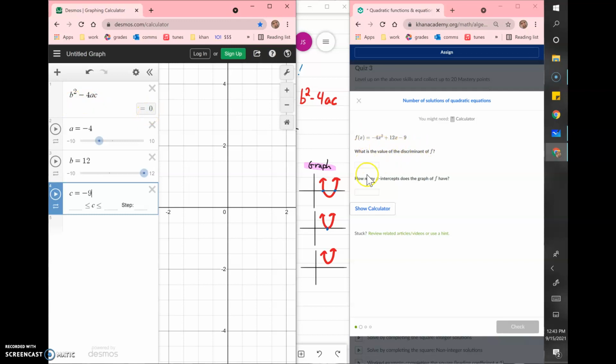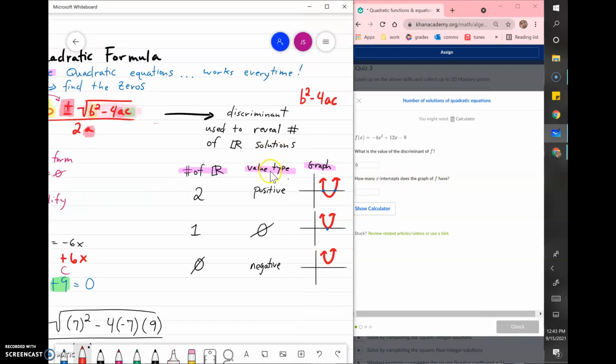What is the value of the discriminant? The value of the discriminant is whatever that number is right there. So we're going to type in a 0. Then the second question says, how many x-intercepts does the function have? So I'm going to go to my table. Using this value, I'm going to see where it fits. Is 0 a positive number? No, it's not. Is 0 0? Yes, it is. Is 0 a negative number? No, it's not. 0 is 0. So how many real solutions would this have? This would have 1 real solution.